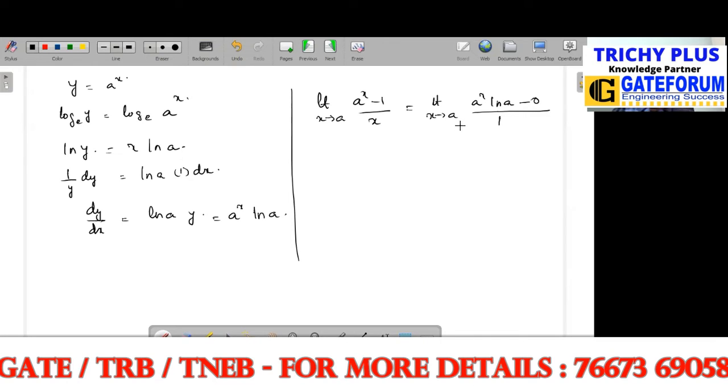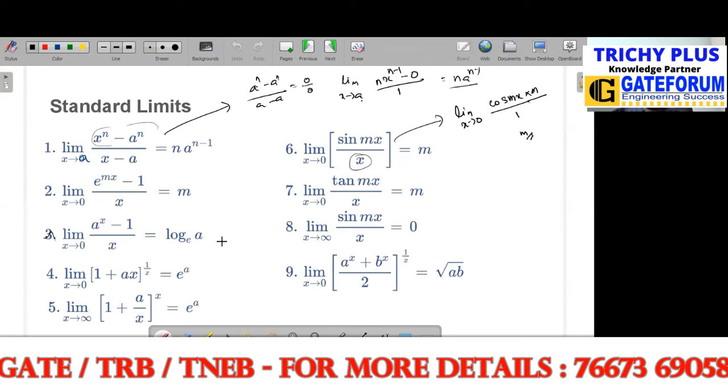Fine. So if you put x tends to a, what will you get? This is what we are taking, right? dy by dx is a power x ln a. If you put x tends to a, you will be getting a power a ln a by 1, right? But what we are getting here is log base e a.